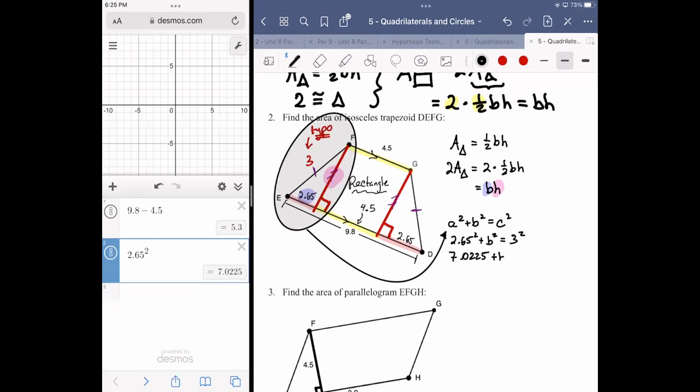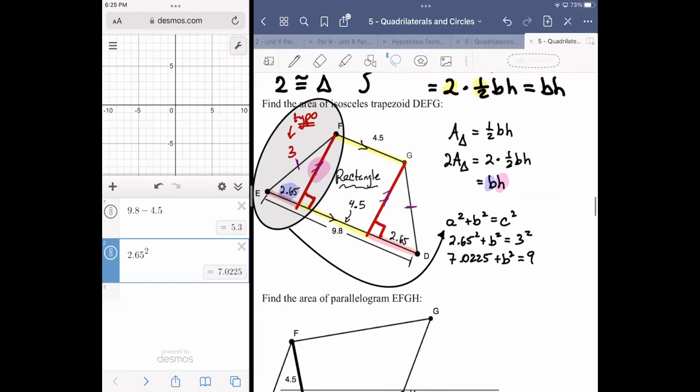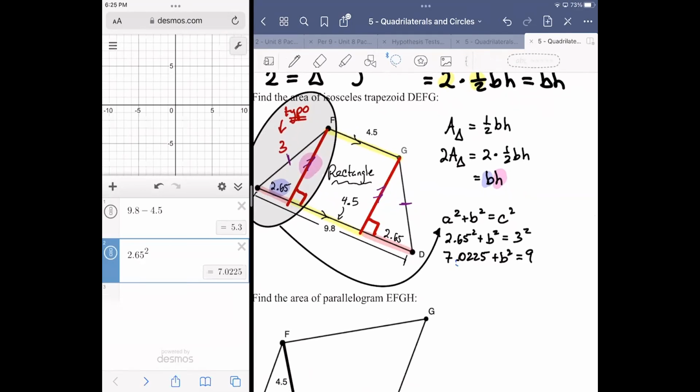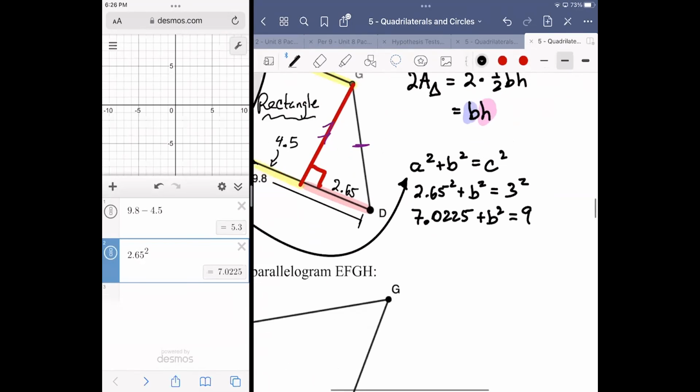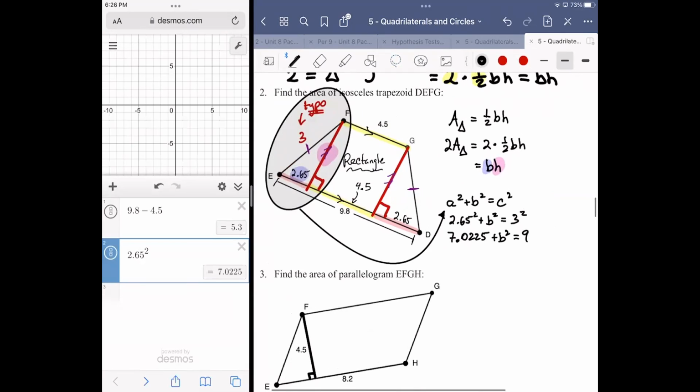7.0225 plus b squared is equal to 9. I think I mentioned this last class, but there is a way to figure out that area, but you'd have to use trigonometry or more complicated algebra. So it's just easier for me to just make up a number. That's why I put 3 there. And that's why I keep forgetting to put a 3 there, because I know that you can do it another way, and I keep losing track of that.